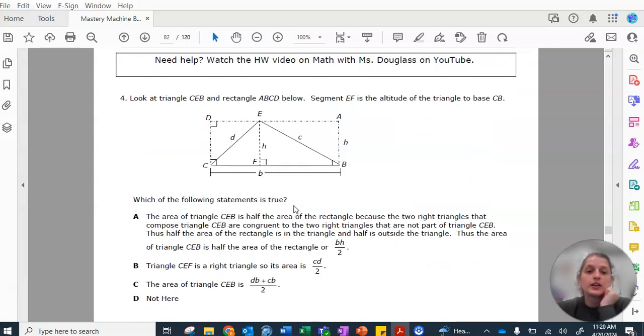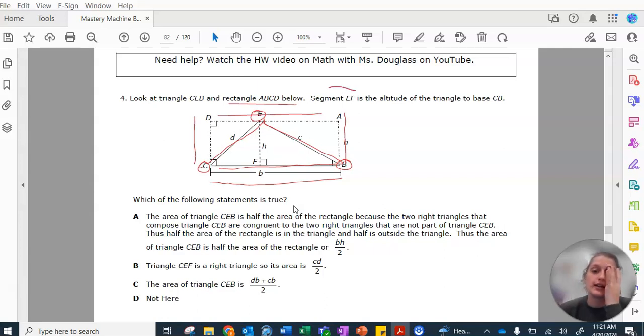On the next page, looking at this triangle, which we're calling CEB, notice that C, E, and B all connect to form a triangle. And we're talking about rectangle ABCD. So A connects with B, which connects with C, which connects with D to make a rectangle. Segment EF, segment is a line. See this dotted line right here that goes from E to F, is the altitude, also known as the height of the triangle, which has a base of C to B. Which of the following statements is true?